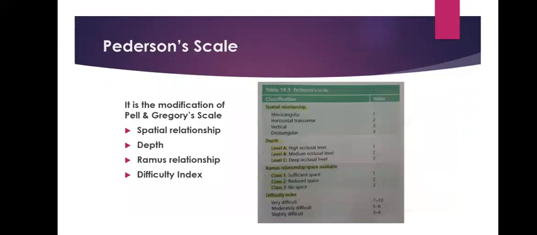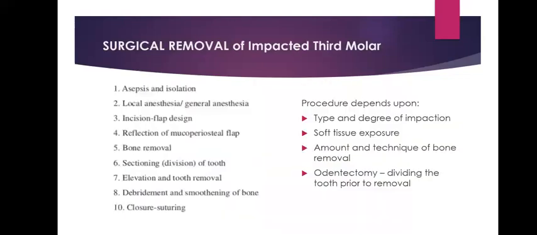Then the Pederson scale is a modification of the Pell and Gregory scale. Here it is classified according to 4 types: the spatial relationship, the depth, ramus relationship, and difficulty index. It is given values 1, 2, 3, 4 respectively, as you can see in the table. The difficulty index, the bottom part of the table, is very important. If it is very difficult to remove, the value will be between 7 to 10. If it is moderately difficult, it will be 5 to 6, and if it is slightly difficult, it will be 3 to 4.